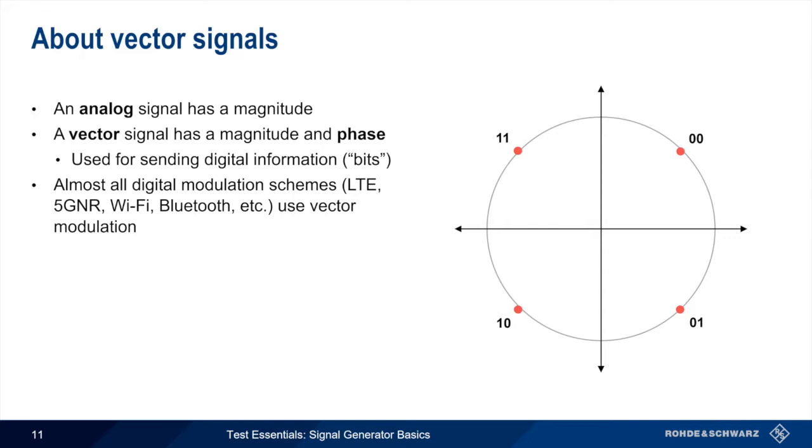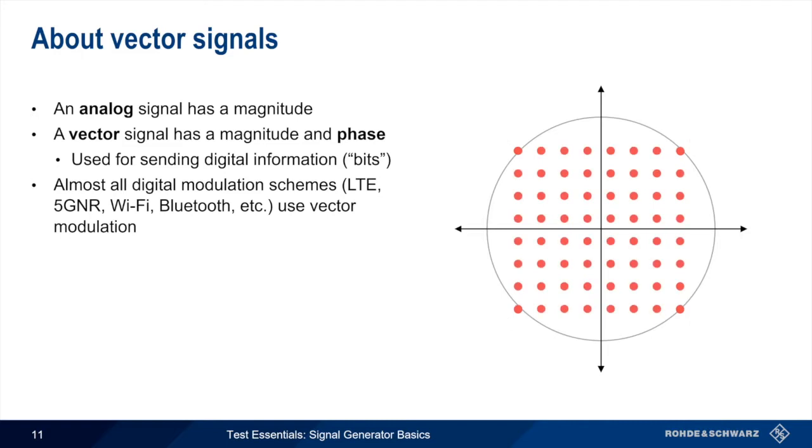In most cases, however, a much greater number of possible states or symbols is used to send more bits for each symbol.